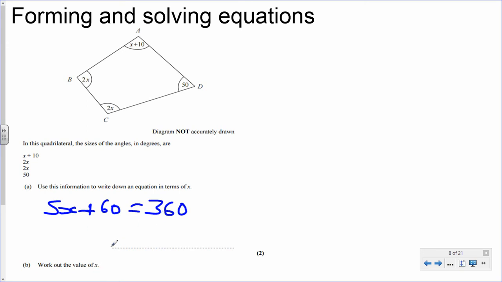Work out the value of x, so I've just got to solve this equation now. So 5x equals, now 360 take away the 60, that's 300. And now I need to do 300 divided by 5, which is 60. There we go.